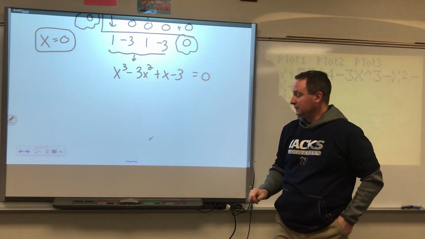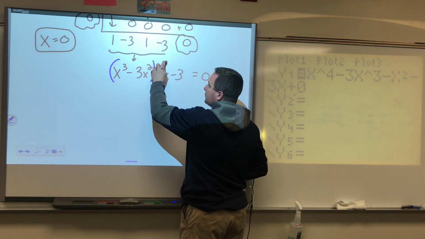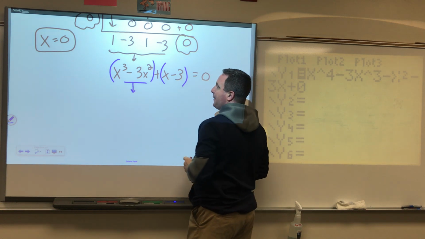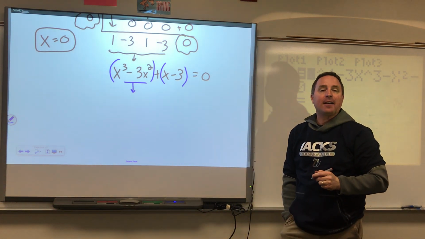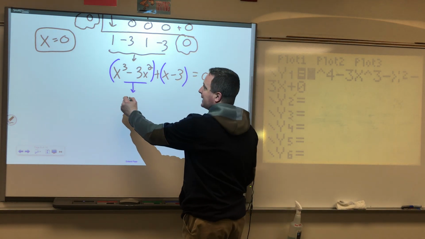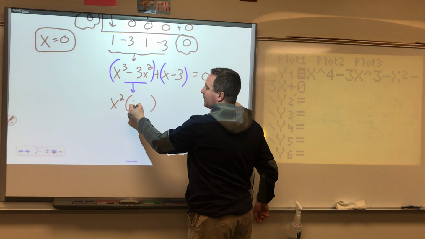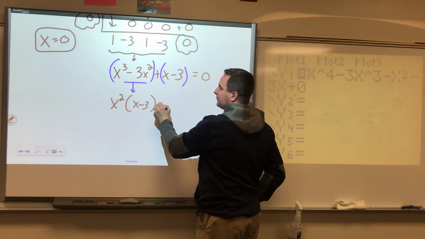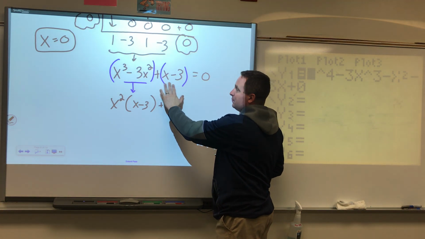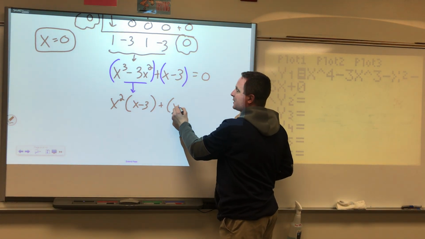Yeah, it's called grouping. The way that grouping works is I group the first 2 terms together and the last 2 terms together. And then I look to factor out a greatest common factor out of each group. If I look closely at this one, I think I can take an x squared out of both of those. And I would get an x minus 3 left over. When I look at the second group, nothing can be taken out of that, so it's just going to stay x minus 3.